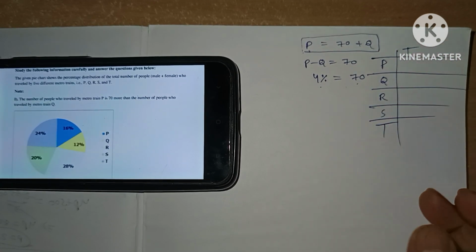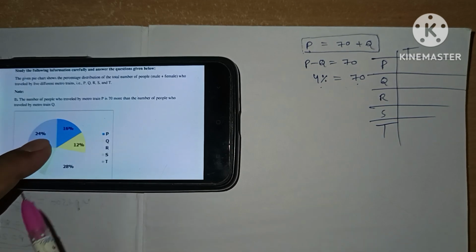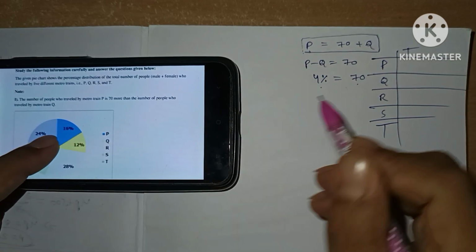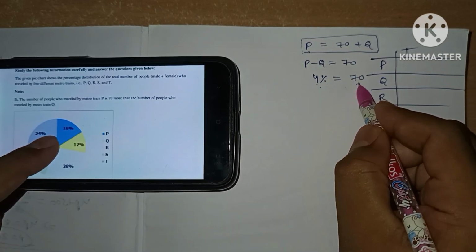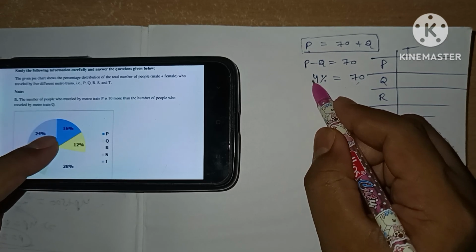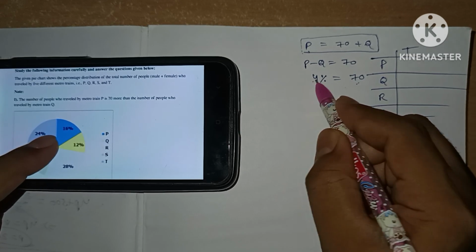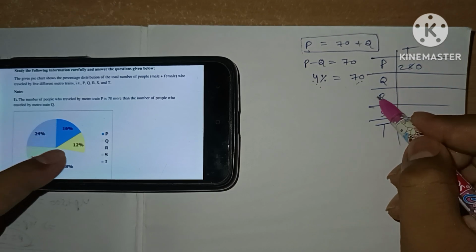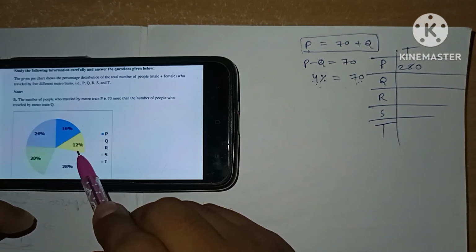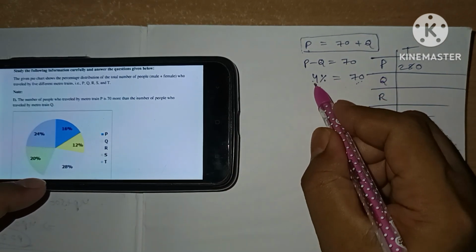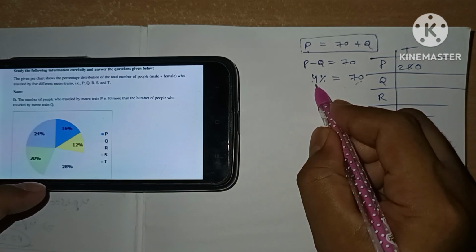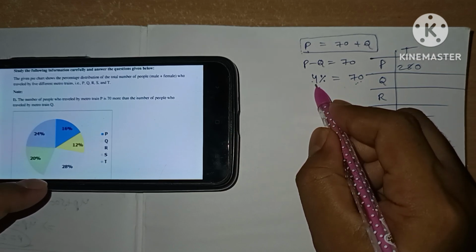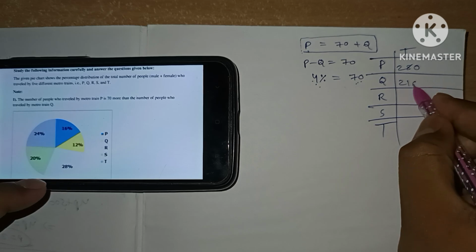Total number of persons. P has 16 percent. Here 4 percent value is 70. 16 percent means 4 times 4, so 4 times 70 we get 280. Okay, next, Q 12 percent. 12 percent means 4 percent into 3 will be 12, so 3 times 70 which will be 210.